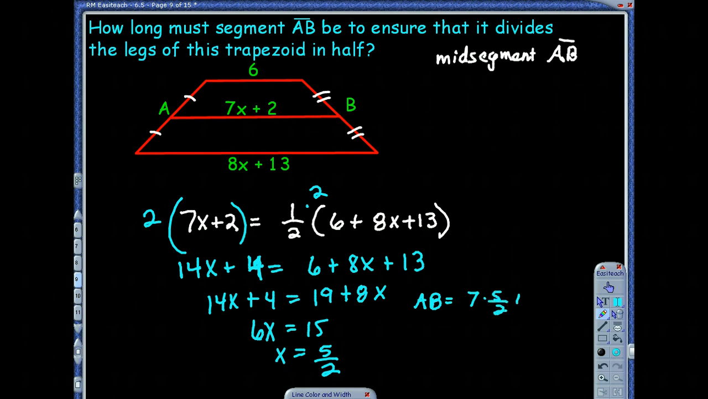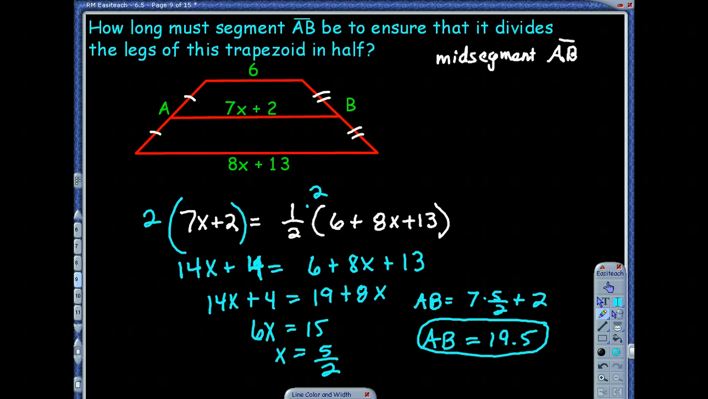So let's see, 7 times 5 halves would be 17 and a half plus 2 would be 19 and a half. So if I put 19.5, would you be okay with that? Sure. Yeah, because it's exact. You want to leave it in fraction form if it's not an exact fraction.